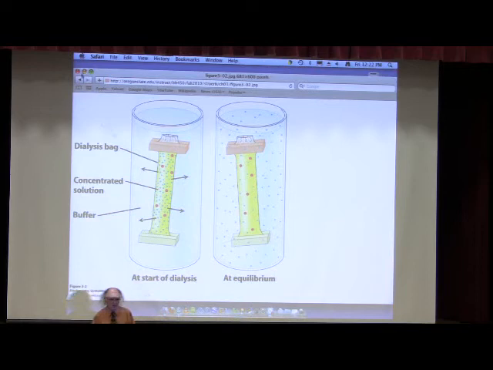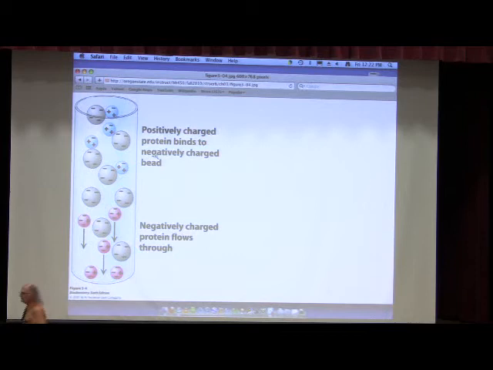Another technique that we might be interested in doing is separating molecules on the basis of charge. You've been seeing how protein charge can be altered by pH. It would be interesting to be able to separate things on the basis of charge. Okay? Well, this employs a technique called ion exchange chromatography.